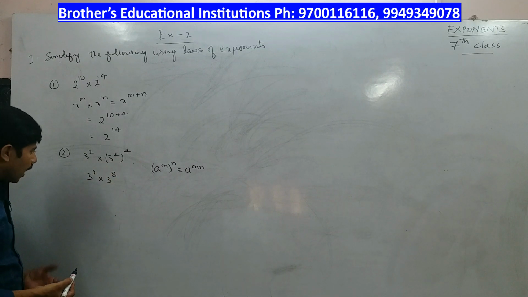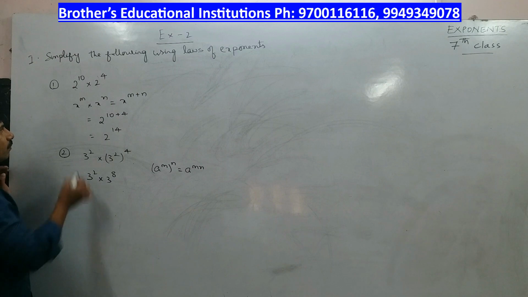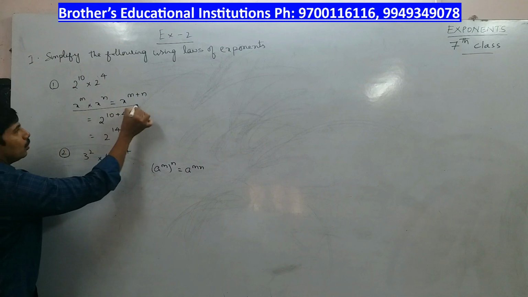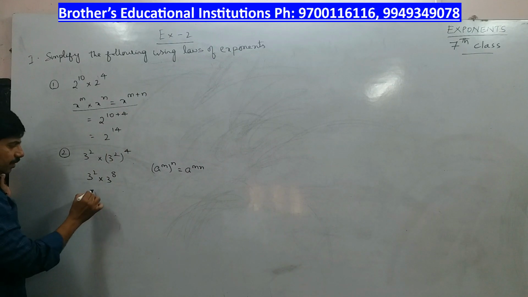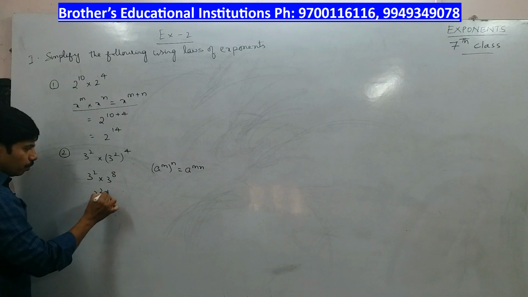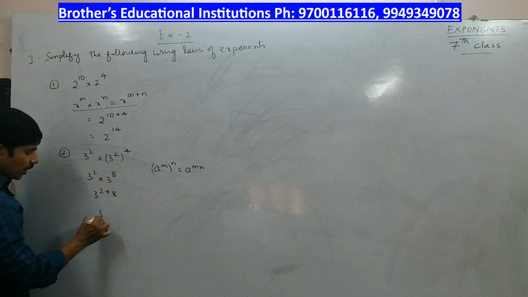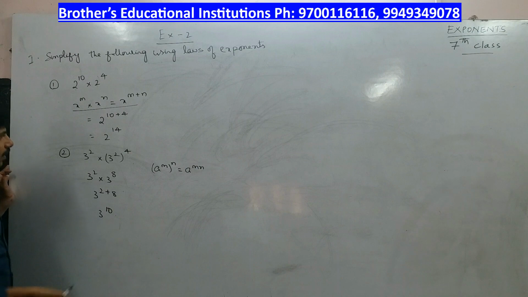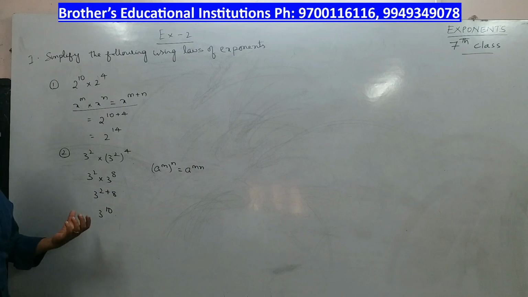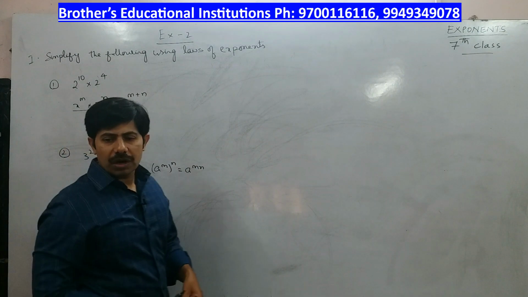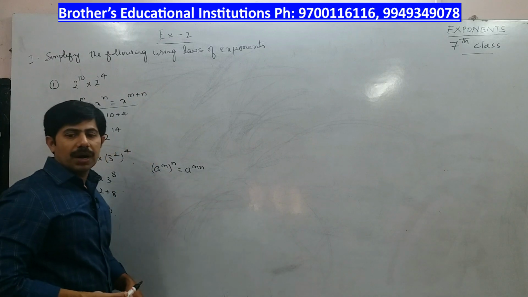power 8. Now the bases are same. So this is of the form x power m into x power n. So x power m plus n. So 3 power 2 plus 8. So clearly it is 3 power 10. So second one is completed. Now the third one what we have is 5 power 7 by 5 power 2.